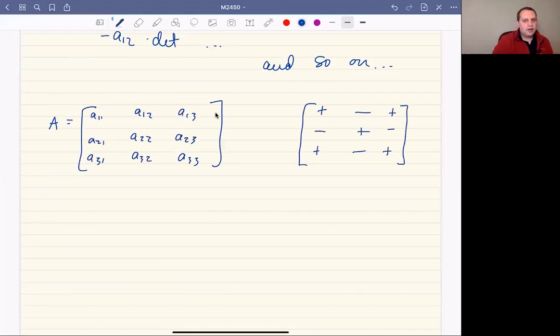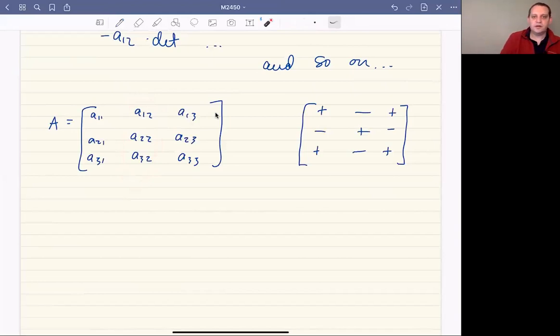So I'm going to associate each position with a positive or negative sign. Again, not worrying about the actual number that is A12 or A22 or A32. I don't care about what the actual value is. I'm just thinking about the position that each value in the matrix has as being positive or negative.